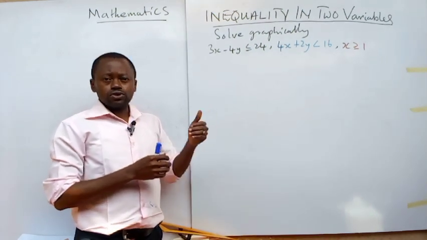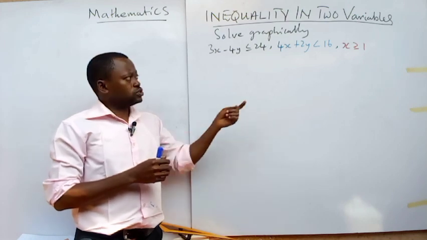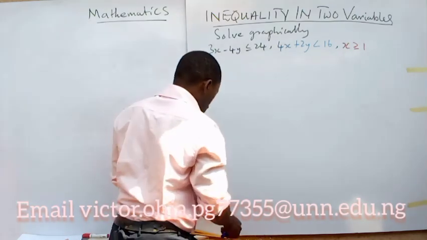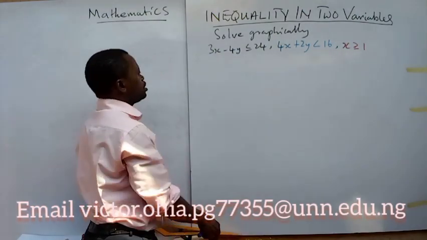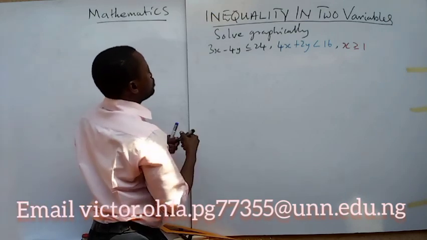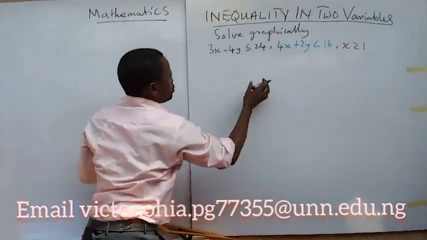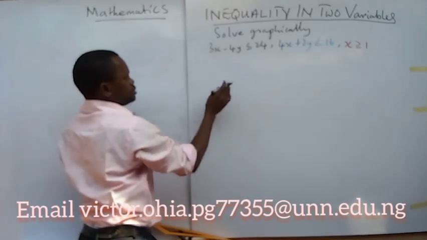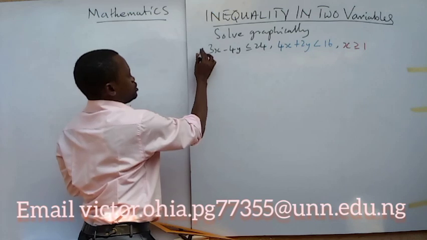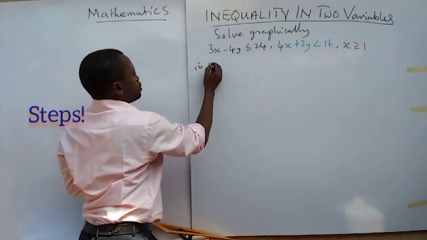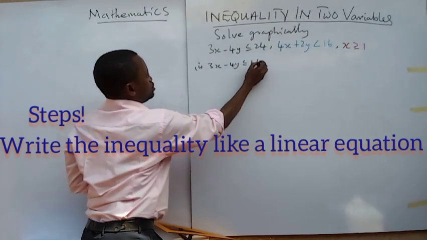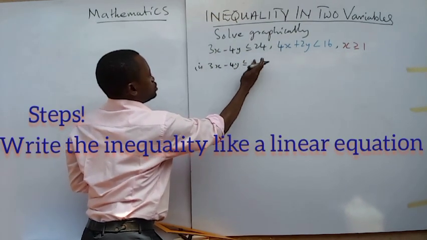Please check out those classes as well, including the introductory part, so that you understand these symbols and how we use them. Quickly, without wasting our time, if you are given a problem like this and we are to show graphically the area that satisfies them, the first thing we do, picking the first one, is 3x minus 4y less than or equal to 24.